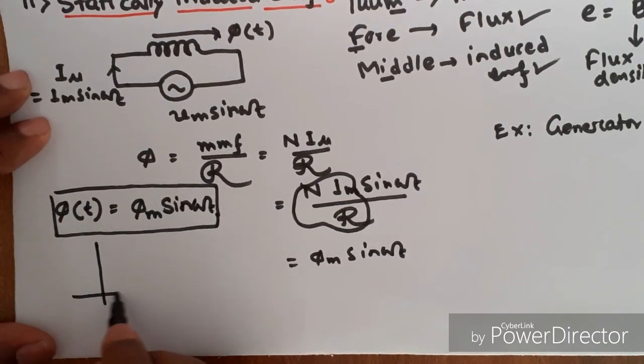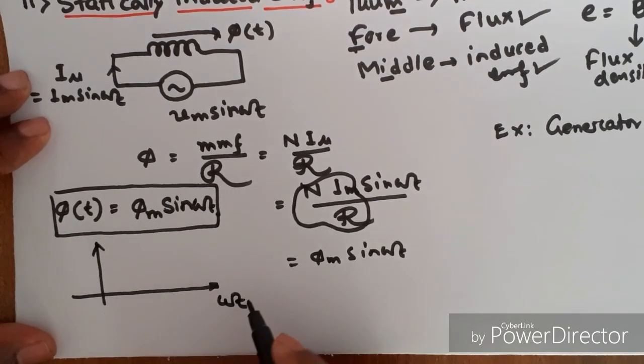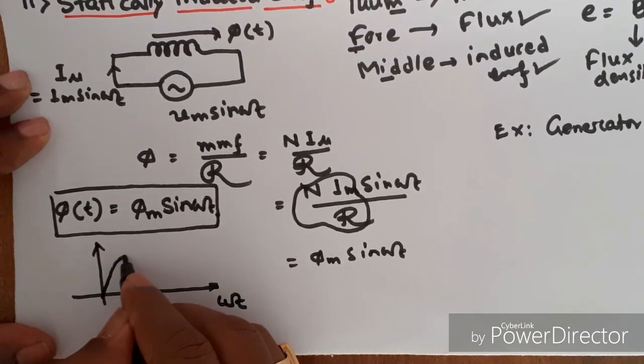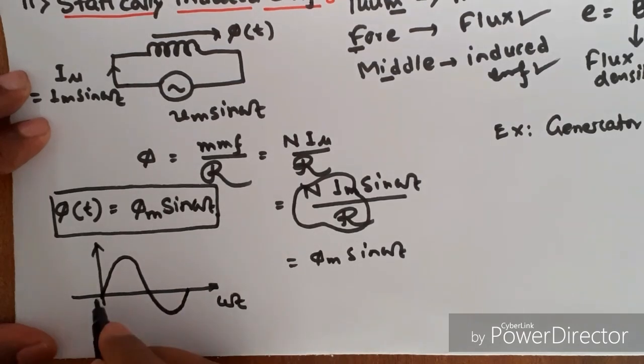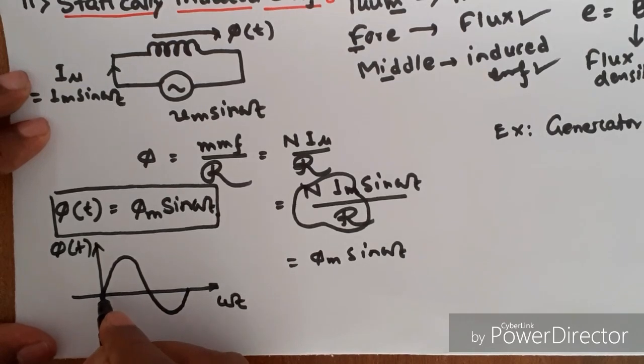If we draw the waveform of phi with respect to time, omega t, then it will be sinusoidal in nature. Here this is phi of t. Here flux is 0, flux increasing, flux maximum. At this point flux is again 0. Here in this direction flux is maximum but in the opposite direction, and here flux is 0.